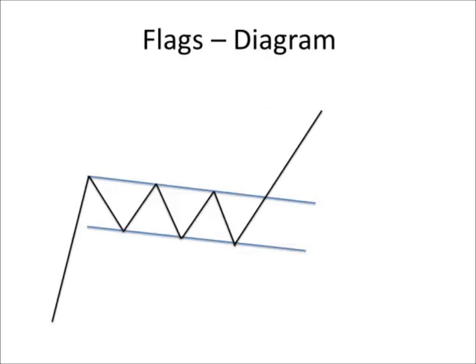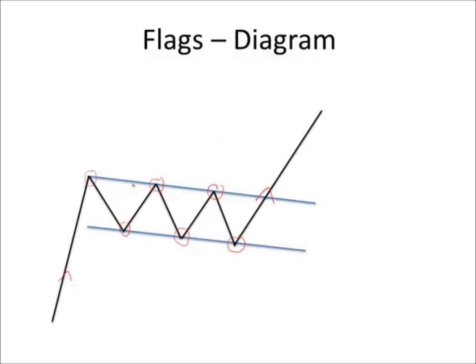Flags, diagram. Now here we can see the diagram of the flag. So now we'll go through this a bit because it's slightly different to the triangles we looked at before. So first, I want to just look at the price movement. So we have the price making an upward movement. So this is a sharp upward spike before this pattern. Then we have a peak here, a trough here, a lower peak, a lower trough, an even lower peak, and an even lower trough before the price breaks out and continues on its upward trend.